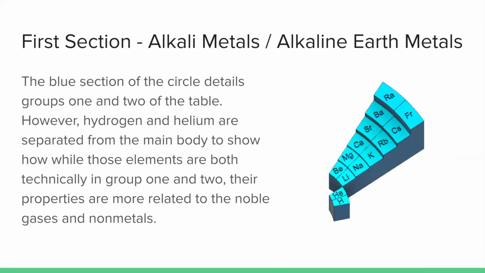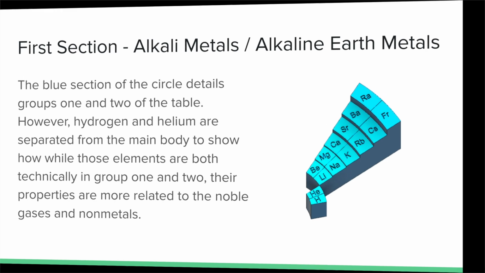First section. Alkali metals, alkaline earth metals. The blue section of the circle details groups 1 and 2 of the table. However, hydrogen and helium are separated from the main body to show how, while those elements are both technically in group 1 and 2, their properties are more related to the noble gases and nonmetals.